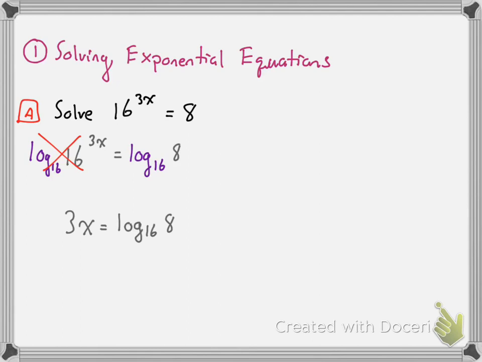My last step here, again, I'm solving for x. I want to get the x by itself. I'm going to divide both sides by 3. Now I'm going to plug that whole thing into my calculator. Log base 16 of 8 divided by 3 equals 1/4 or 0.25.